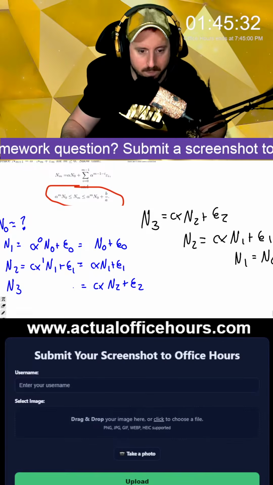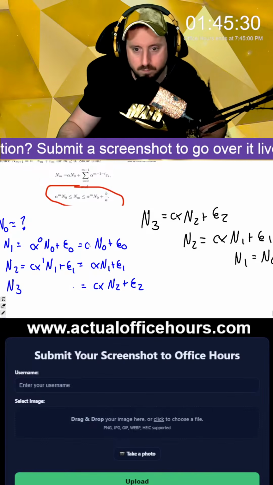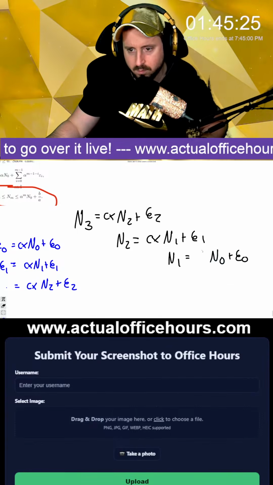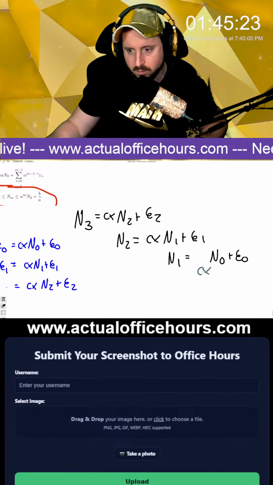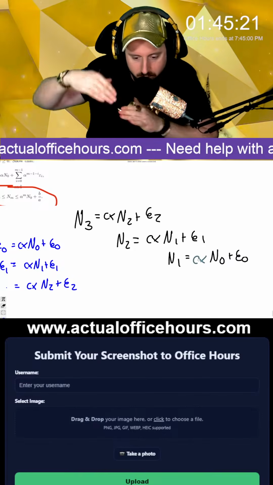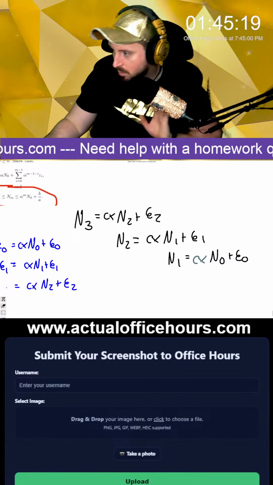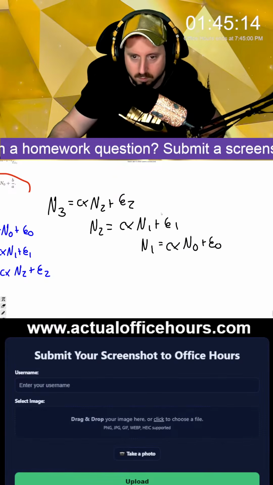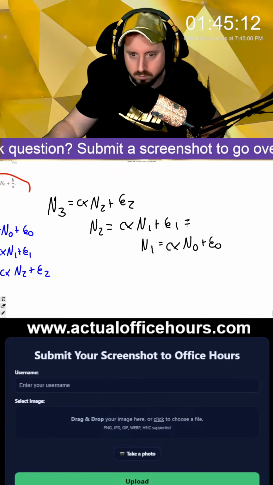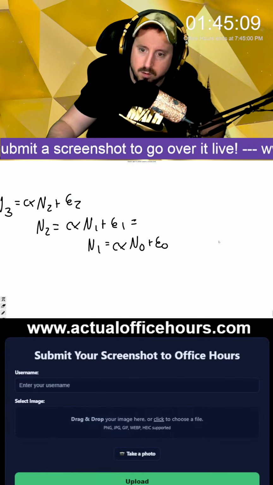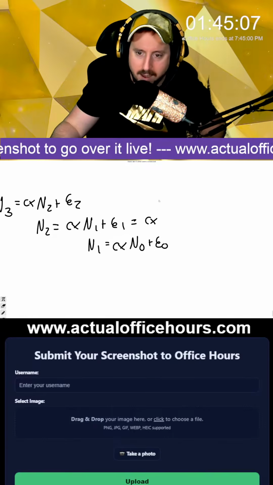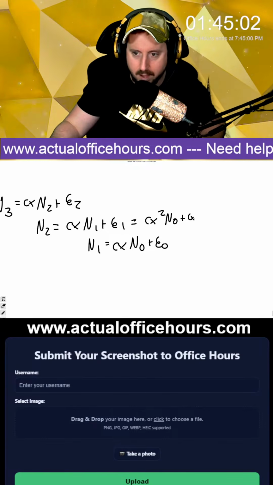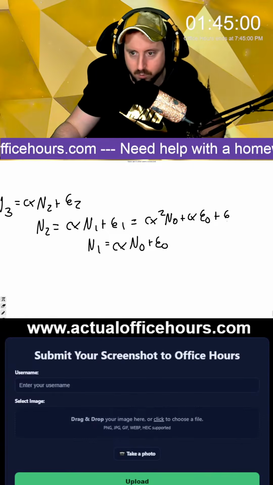Okay, got you. Just another alpha there. So this is like a bunch of Russian dolls stacking into each other. Can you plug in what n1 is into n2? Just go equals again at the end of n2 and plug n1 in. So that's going to be alpha squared n0 plus alpha epsilon 0 plus epsilon 1.